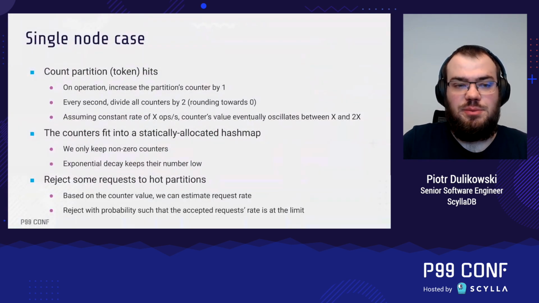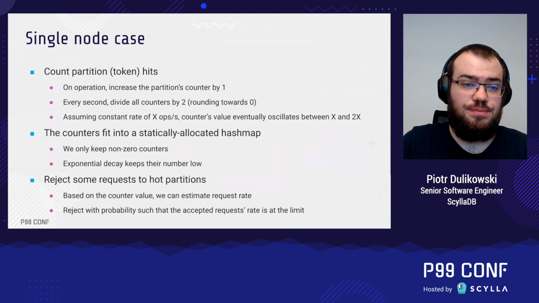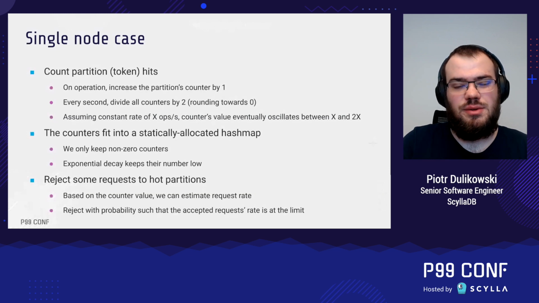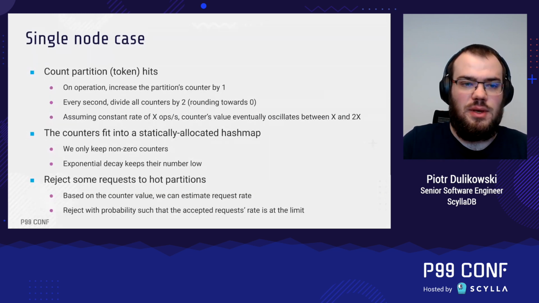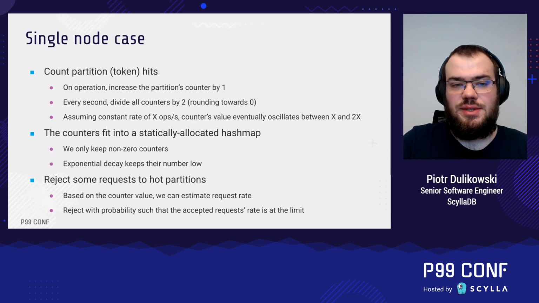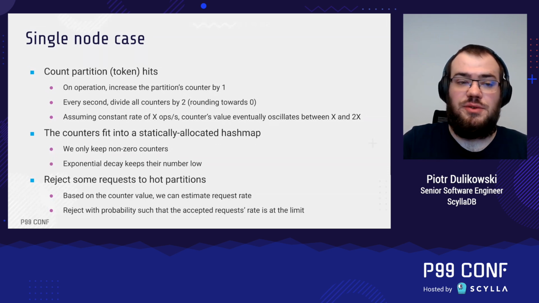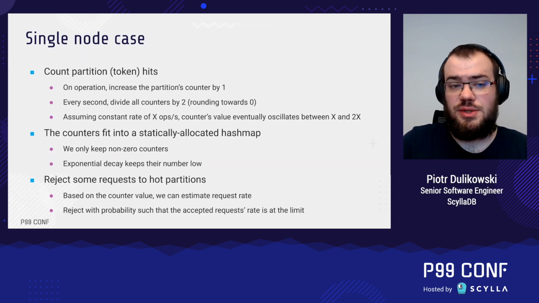Let's start with a very simple case: a cluster composed of a single node with a single shard. The shard maintains a set of hit counters for each partition, or rather token, which is the hash of a partition key. When a partition is accessed, its hit count is incremented. Every second, the values of all counters are halved, and those which drop to 0 are removed from the set.